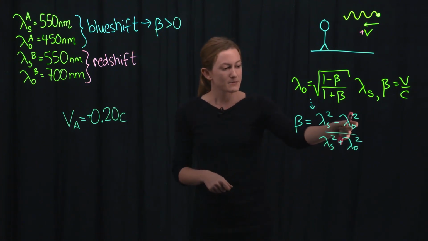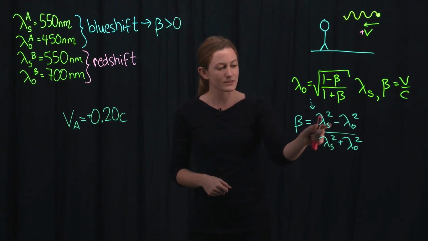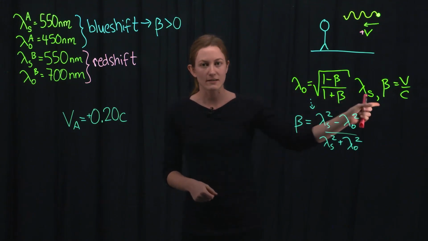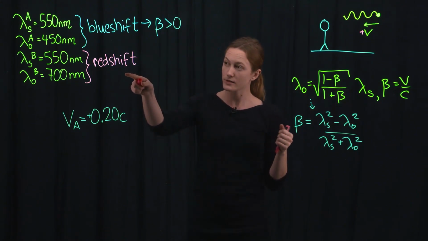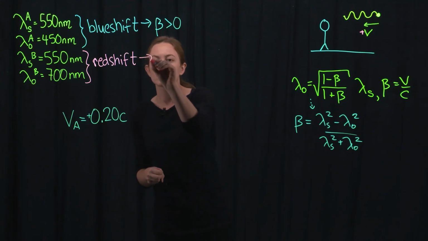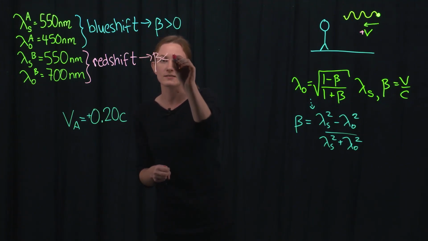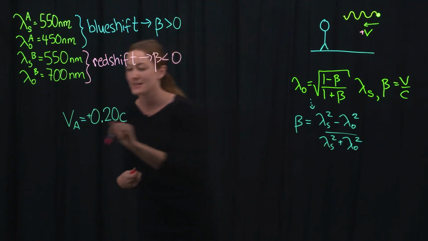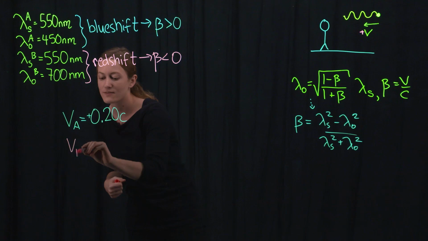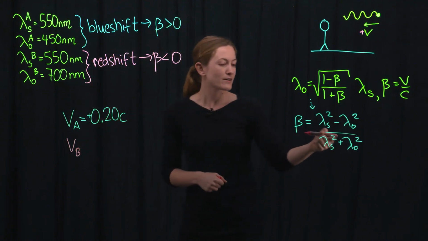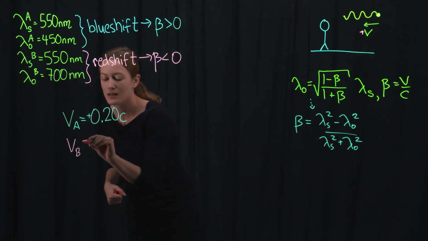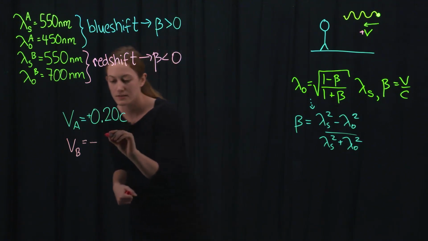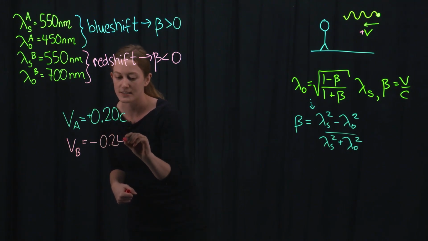Meanwhile, if lambda observed is greater than lambda source, then beta is negative, and we would conclude the galaxy is receding from us, which is the case for the redshift. So for the redshift, beta is less than 0, and the galaxy is receding, and galaxy B is receding from us. Then plugging these wavelengths into our formula for beta, we would find a velocity of minus, so away from us, 0.24c.